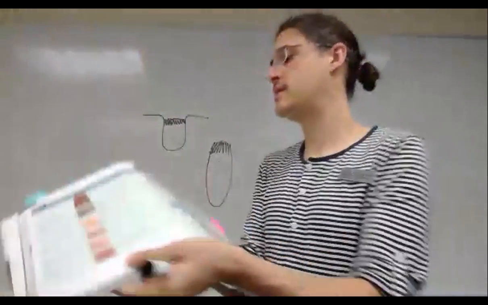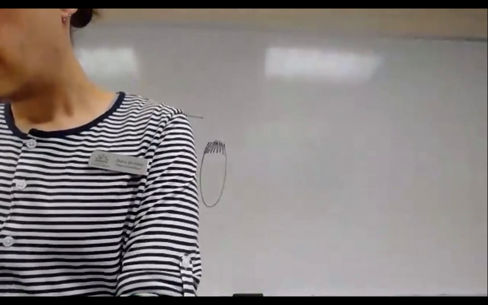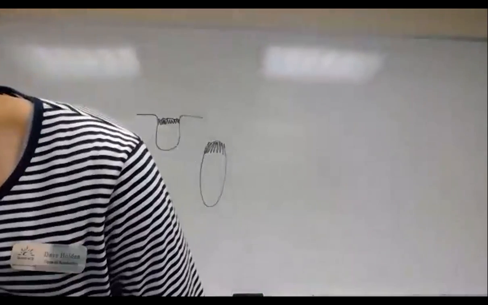Now, there are obviously a lot of different things that could be going wrong with the skin. The easiest way is to start on the table on the next page where it actually gives you photos to look at, like really good pictures. So we'll start at the top. We're going to look at a bulla.